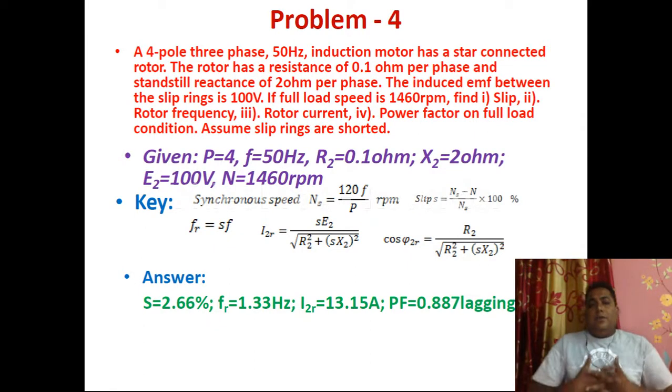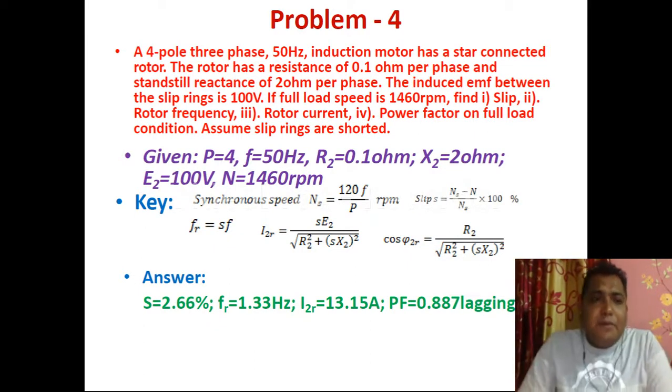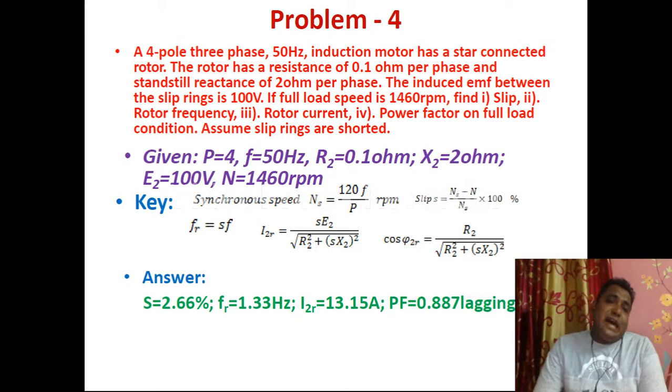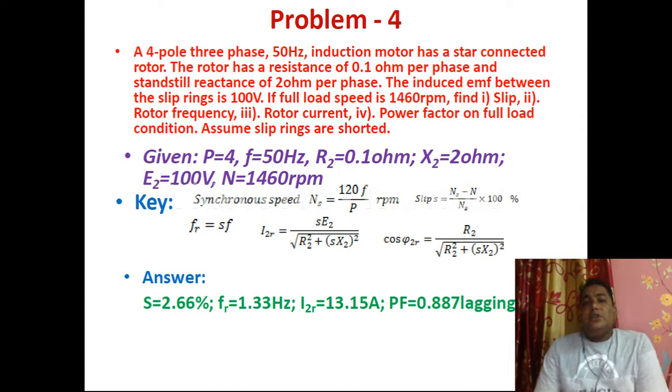Now this is another problem. A 4-pole 3-phase 50 Hz induction motor has a star connected rotor. The rotor has a resistance of 0.1 ohm per phase and standstill reactance of 2 ohm per phase. The induced EMF between the slip rings is 100 volt. If the full load speed is 1460 RPM, find slip, rotor frequency, rotor current, and power factor on full load condition. Assume slip rings are shorted.